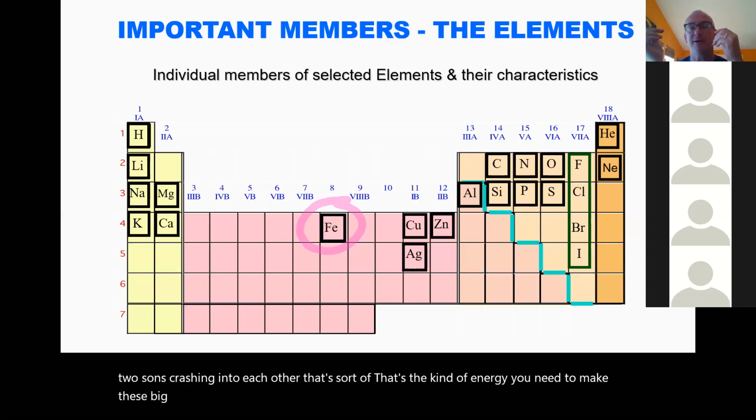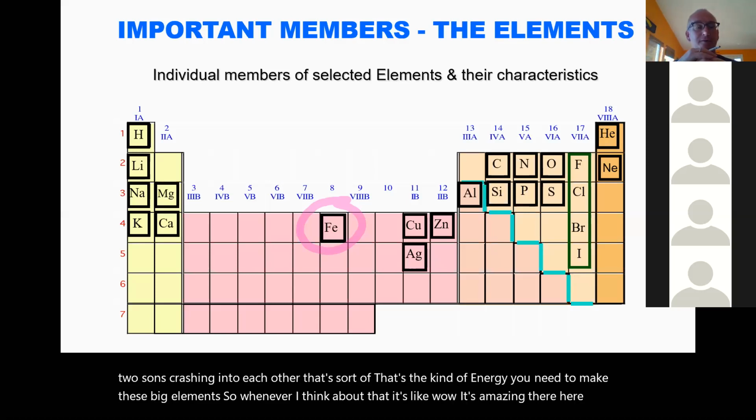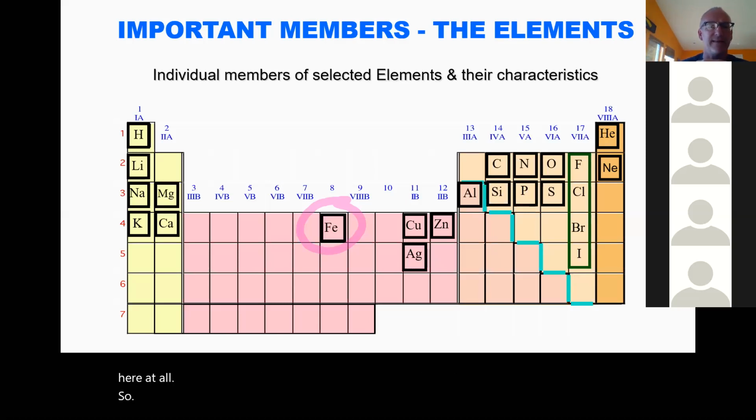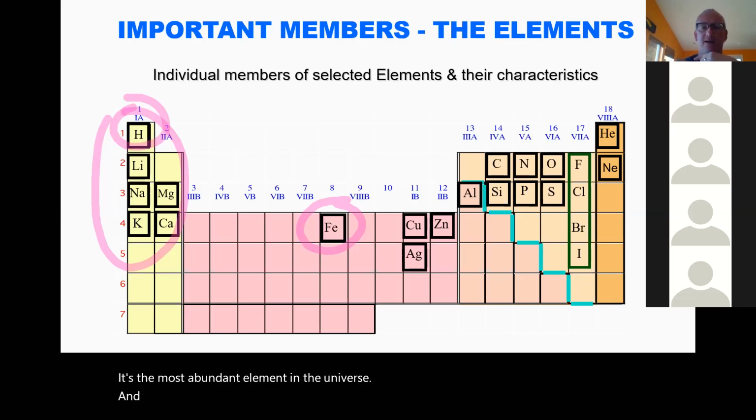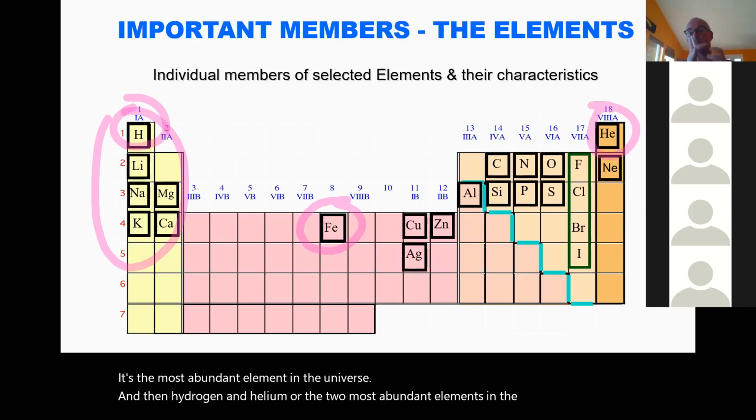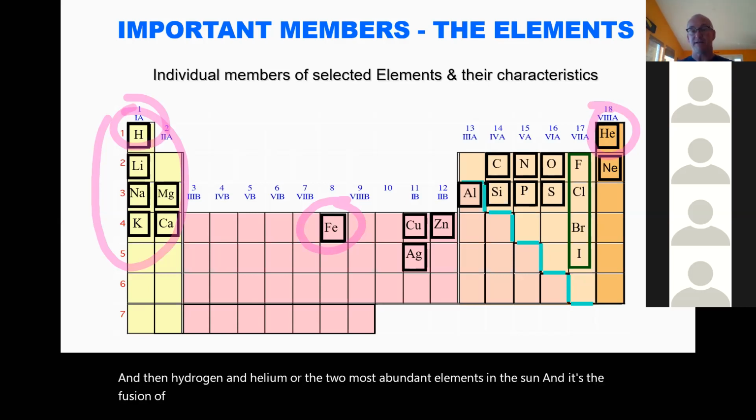So whenever I think about that, it's like, wow, it's amazing they're here at all. So hydrogen, lithium, sodium, potassium, we'll be dealing with those a lot. Obviously hydrogen is super, super abundant. It's the most abundant element in the universe. Hydrogen and helium are the two most abundant elements in the sun, and it's the fusion of those that gives rise to everything else up till iron.